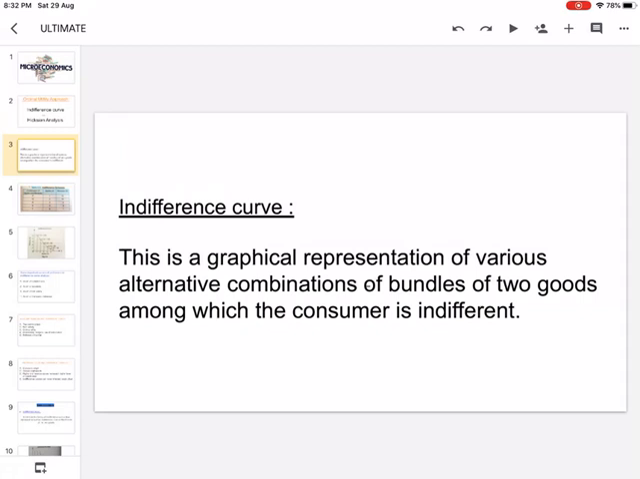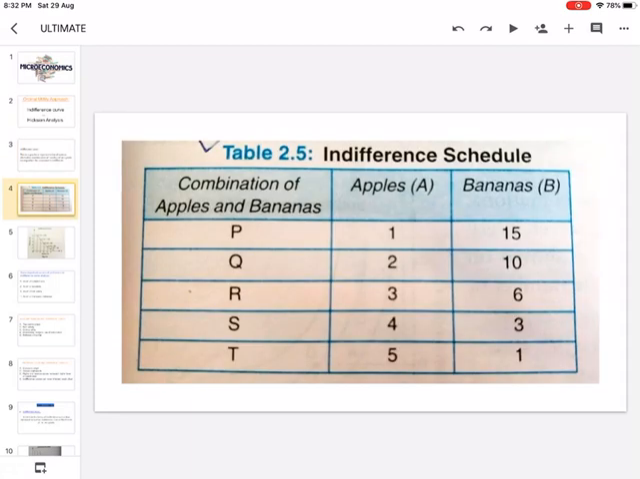Here it's written that it is a graphical representation of the various alternative combinations of bundles of two goods amongst which the consumer is indifferent. Now let's put it very simply. What does this mean? It simply means that the consumer with his given income has access to different combinations of two goods, and these different combinations give him equal satisfaction.